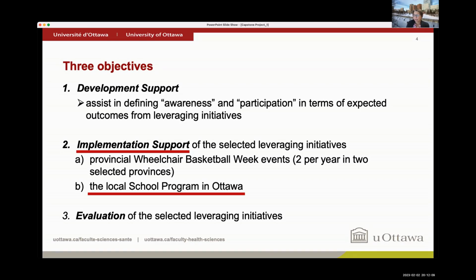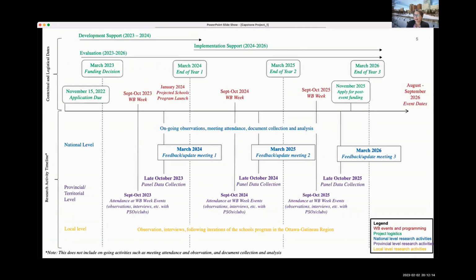My next slide is a bit more complex because it really shows the whole project in one slide, but I'm going to try to pick out what may be relevant to you. Do you see my cursor here? Do you see my cursor?